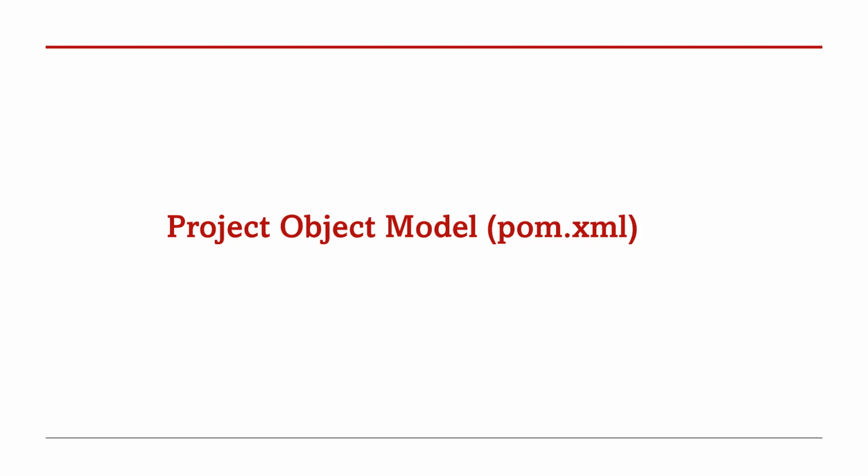The pom.xml file is a fundamental part of a project managed by Maven, which is a build automation tool used primarily for Java projects. The pom.xml file contains information about the project and configuration details used by Maven to build the project. It stands for Project Object Model and is written in XML.